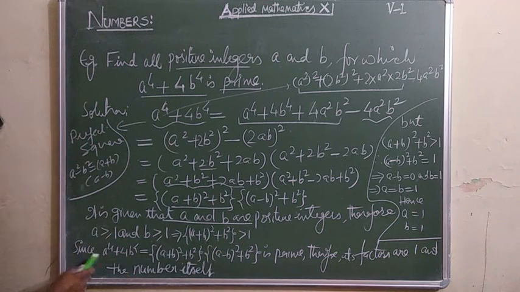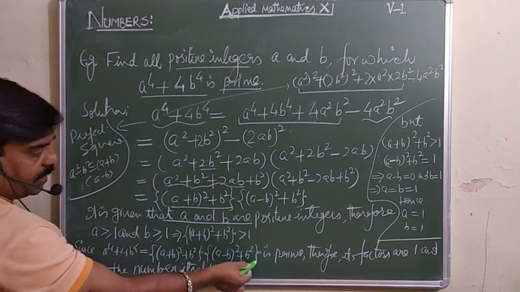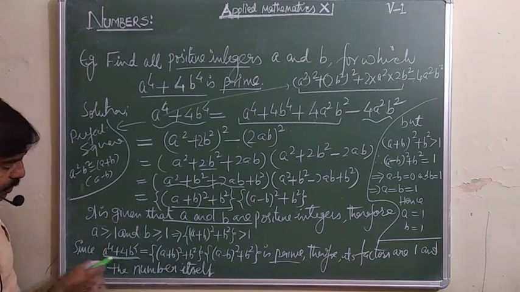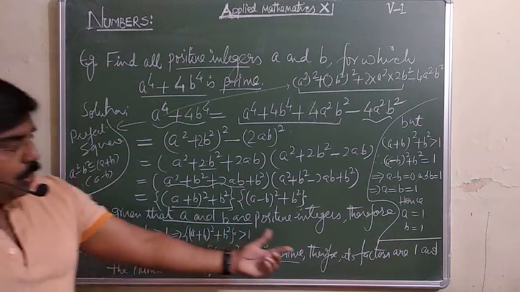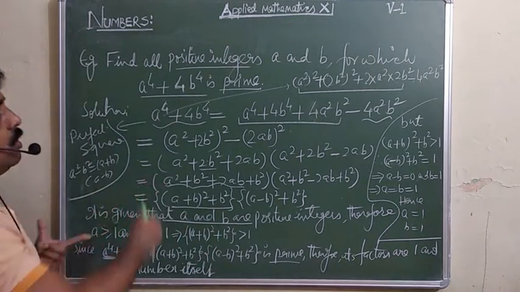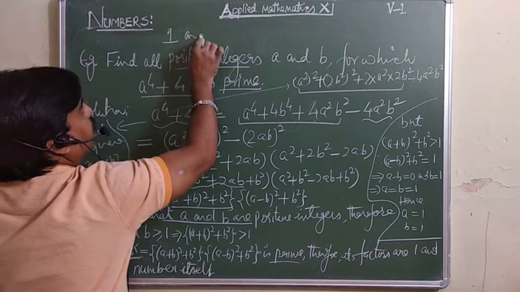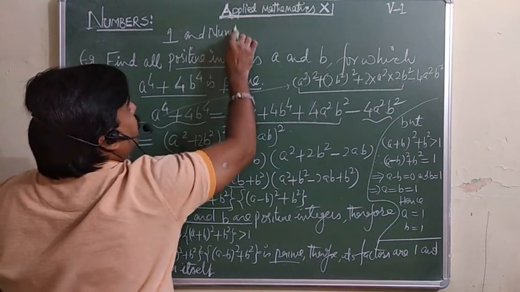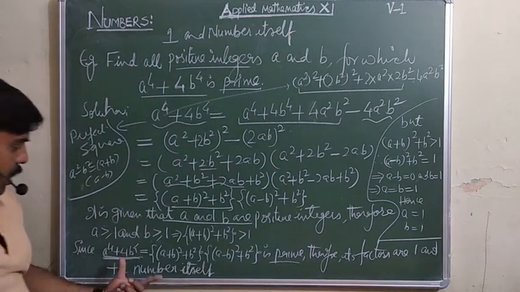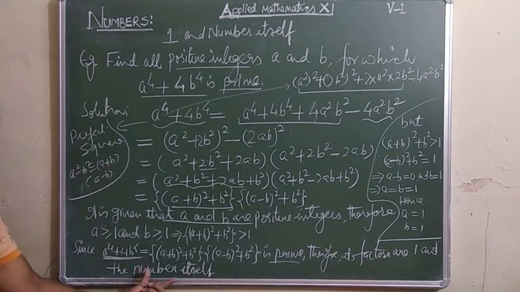It means since a⁴ + 4b⁴ is equal to, this is a prime number, therefore its factors, if it is a prime number, the factors of this one will be 1 and the number itself. This is already known, that if any number is prime, the factors of that number are 1 and the number itself. That is known as a prime number. So it means it is a prime, therefore its factors are 1 and the number itself.